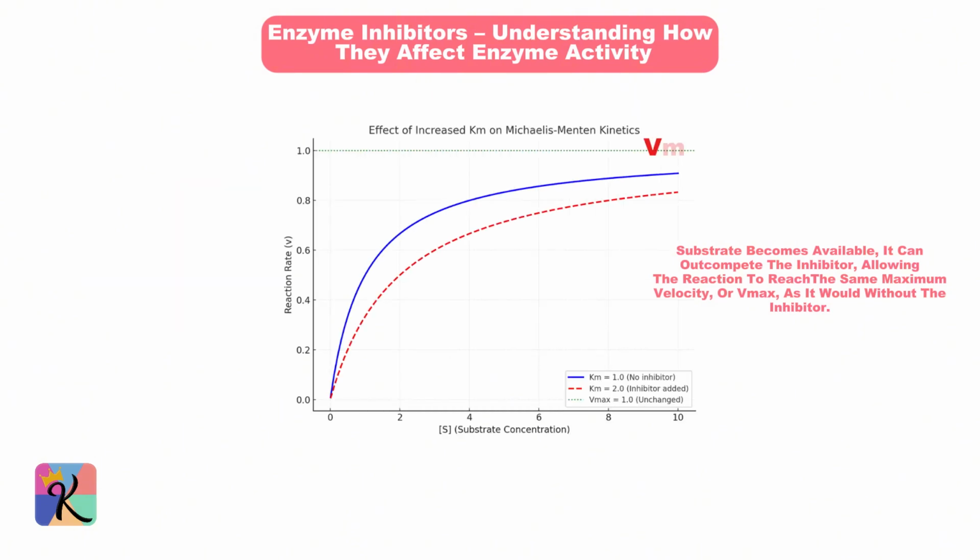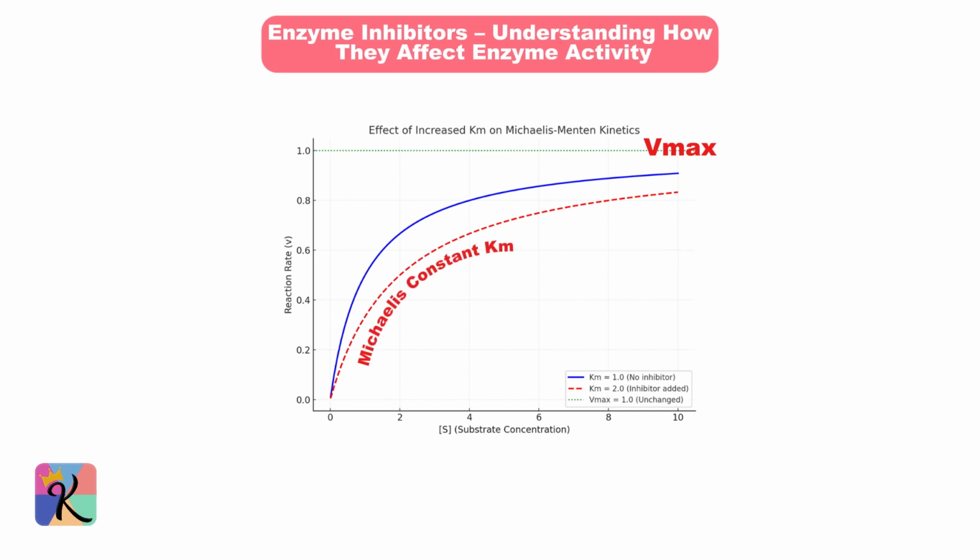However, to reach this Vmax, a higher substrate concentration is needed. This results in an increase in the apparent Michaelis constant, Km, reflecting a decreased apparent affinity of the enzyme for the substrate. Importantly, Vmax remains unchanged.